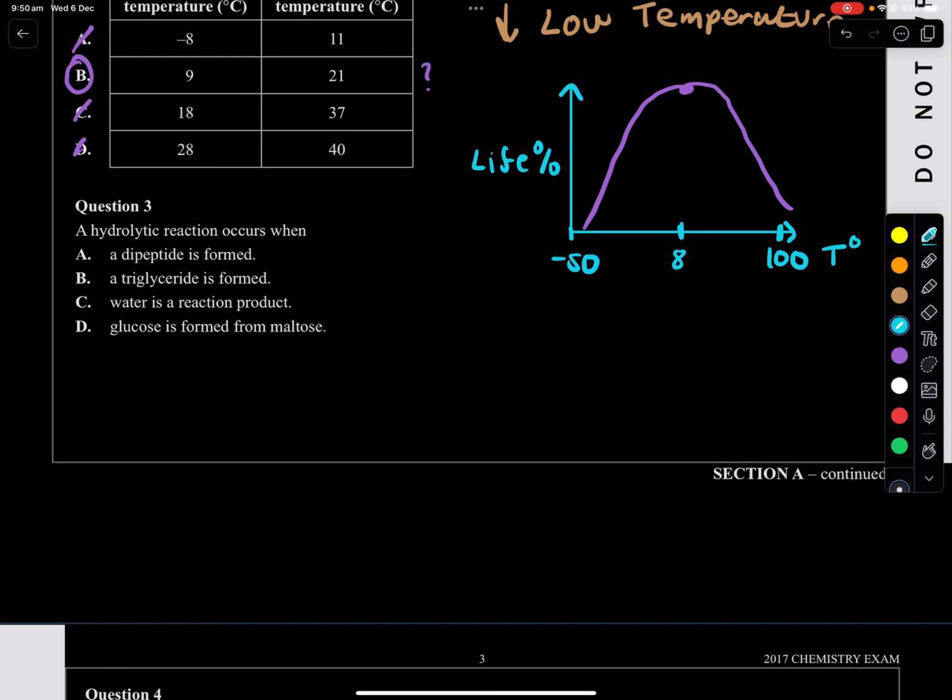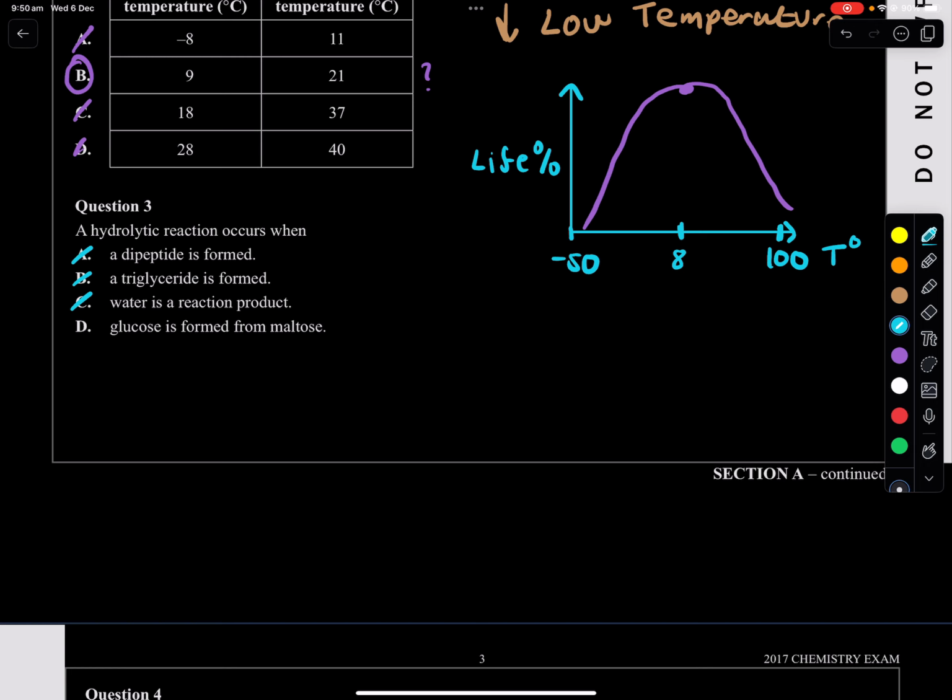A dipeptide is formed? No. When a dipeptide is formed, that is a condensation reaction, and the water is actually on the product side. It's not on the reactants. We're not using water to break down. A triglyceride is formed? Also wrong. Remember, fats, proteins, and carbs, when they are being formed, it's always a condensation reaction. It's not hydrolysis. Water is a reaction product. Wrong. Remember, water has to be a reactant for a hydrolytic reaction.